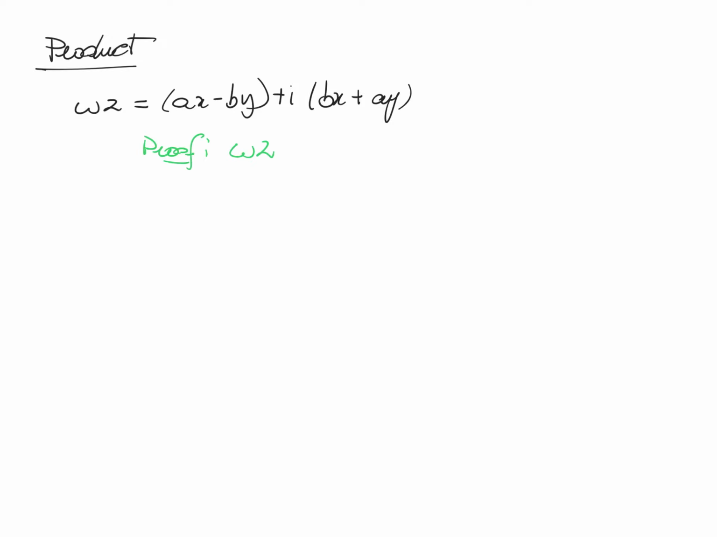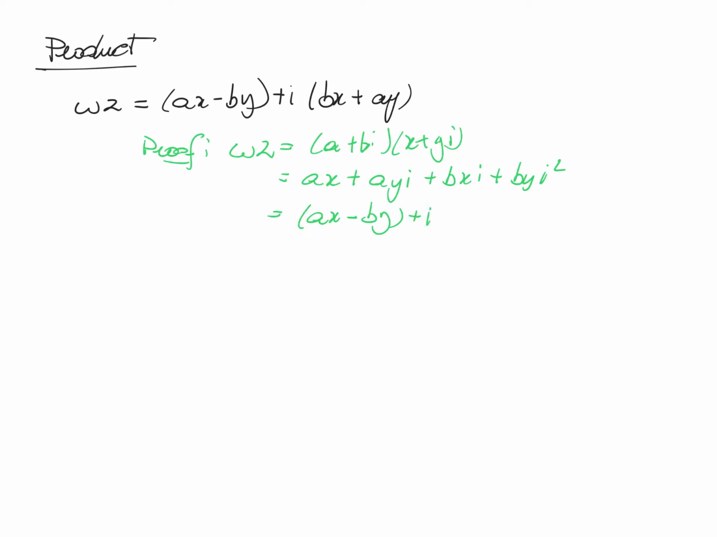So w times z, you replace w and z by their expressions. So this is a plus bi times x plus yi. And then you just work out the product like this. So this is a times x plus a times y times i plus bxi. And then we have also a term by i squared. The real part is then ax plus by i squared. i squared is minus 1, so this becomes minus by. And then the imaginary part is ay plus bx. And this is just the formula we have.